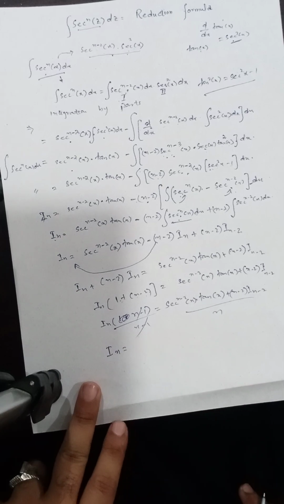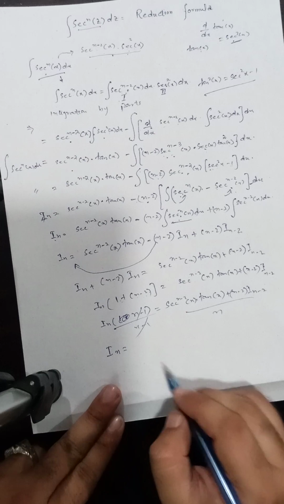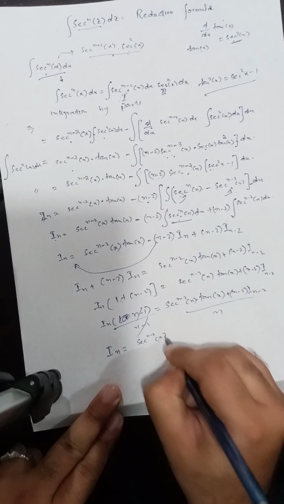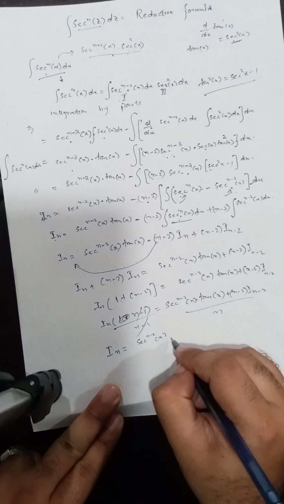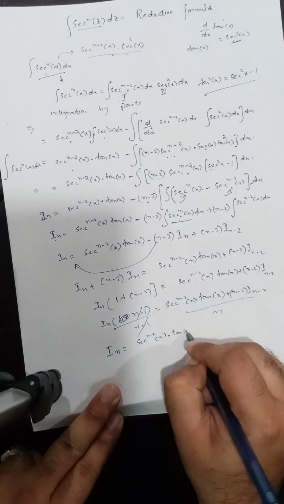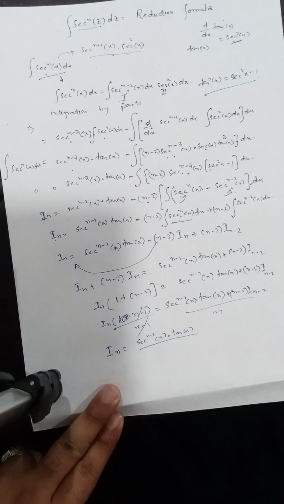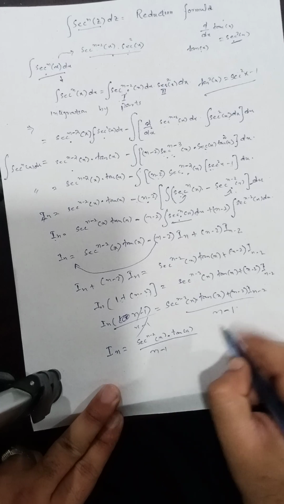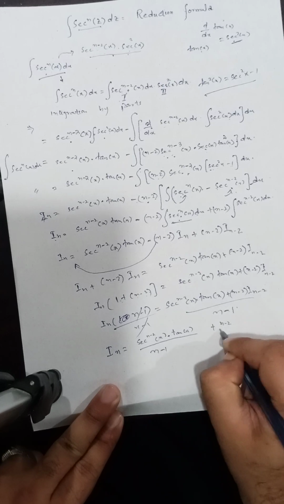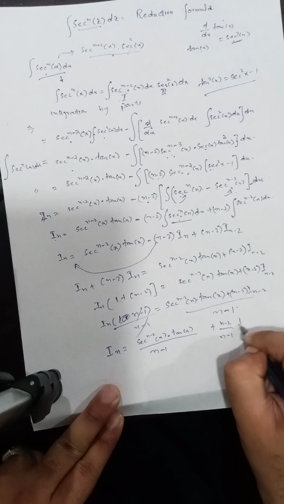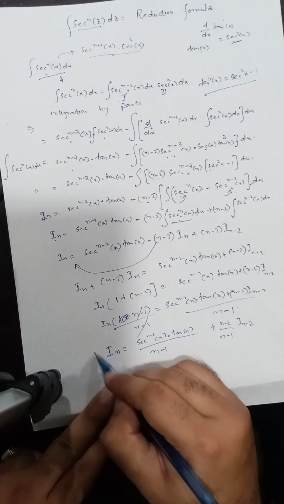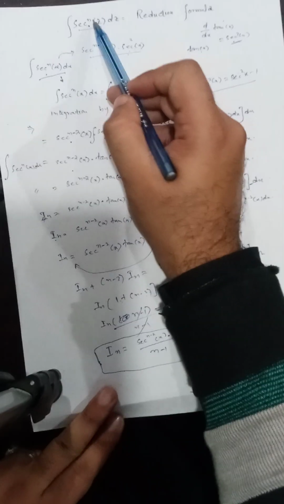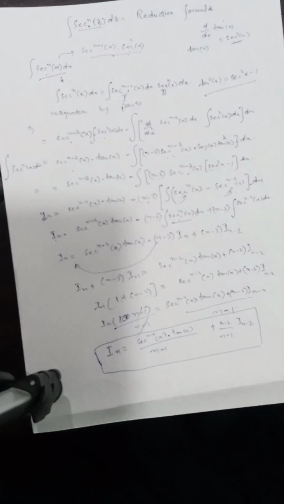So this is the reduction formula for integral of secant of n of x, which is equal to secant of n minus 2 of x with tangent of x divided by n minus 1, plus n minus 2 divided by n minus 1 times I n minus 2. This is the reduction formula for integral of secant of n of x.